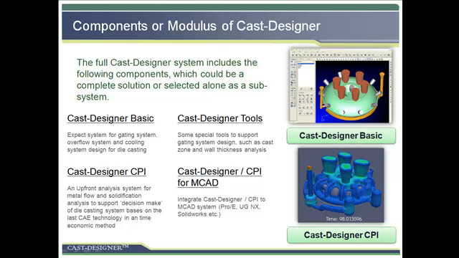The second one is Cast-Designer CPI. Cast-Designer CPI is an upfront analysis system for metal flow and solidification analysis to support decision-making of the casting system, based on the latest CAE technology and a time-economic method. The third one is Cast-Designer Tools. Some special tools to support casting system design, such as cast zone and wall thickness analysis. It is optional. There are also other modules, Cast-Designer for MCAD, and Cast-Designer CPI for MCAD.